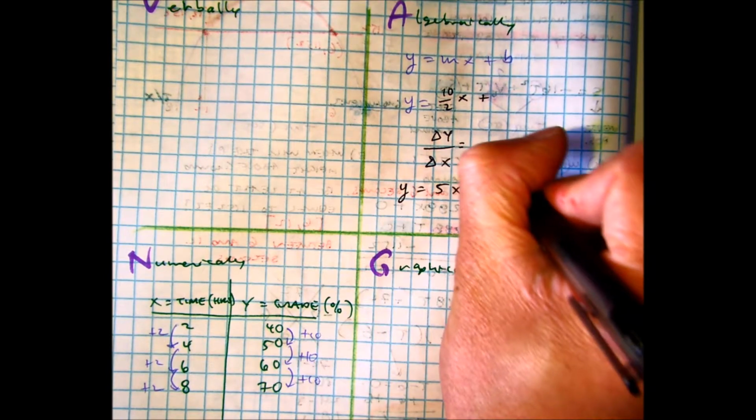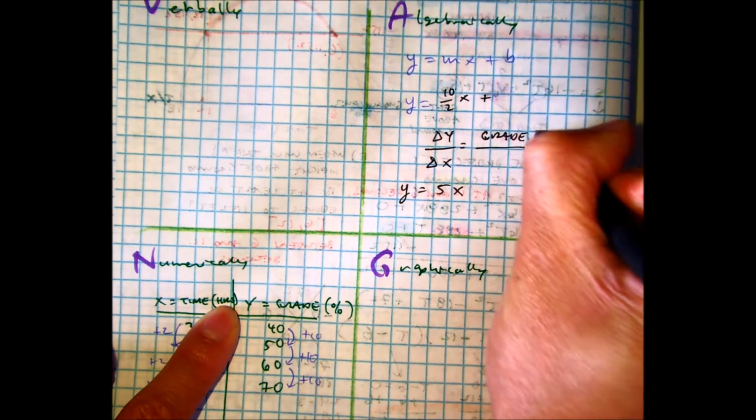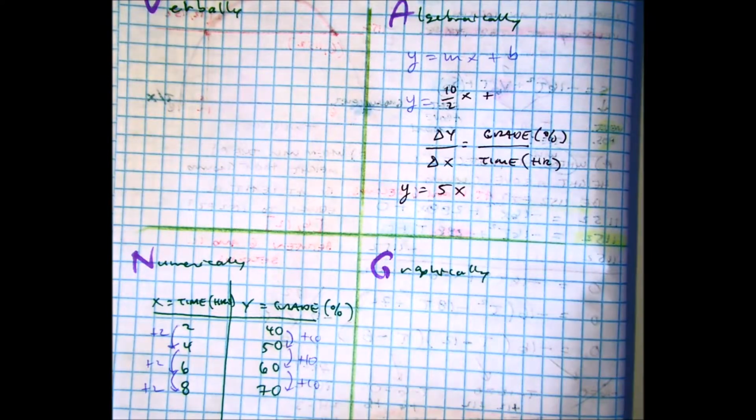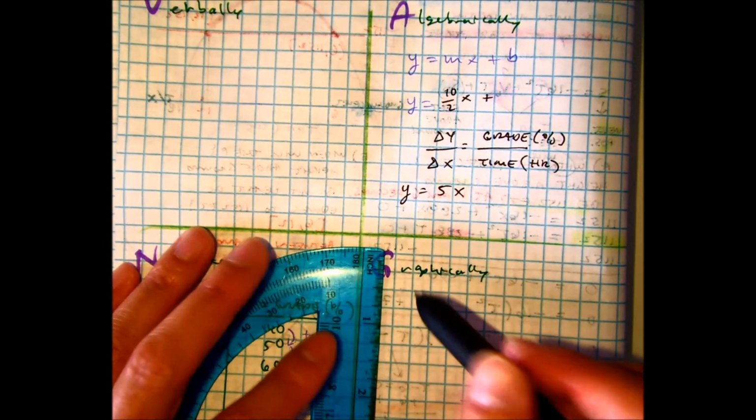Class, what does the y-axis refer to? Look at your table. Well, the y's represent our grade percentage. And the x represents what? Time measured in hours. We'll go back to the algebraically, but let's go ahead and make ourselves a graph here.